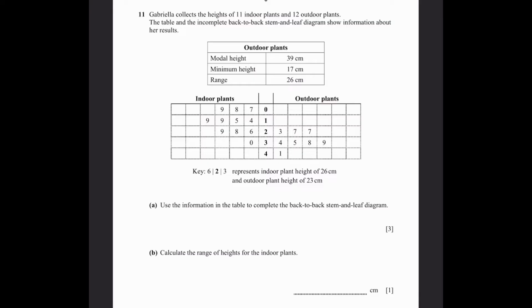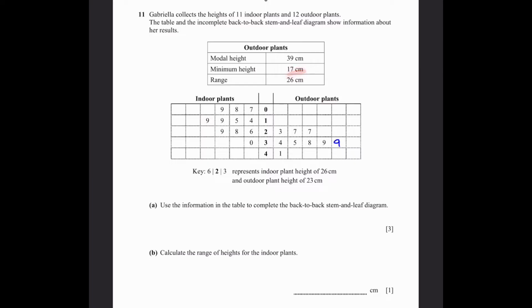Gabriella collects the heights of 11 indoor plants and 12 outdoor plants. The table and incomplete back-to-back stem and leaf diagram show information about her results. A. Use the information in the table to complete the back-to-back stem and leaf diagram. Well, we can see that the modal height is 39 centimeters for the outdoor plants. That's the table which is given. So if the modal height is 39 centimeters, that means the most frequent height is 39 centimeters. At least one more should be at 39, so that'll be one here. Now how many are left? We have 8 already given, 1 we wrote, so there's 3 more left, because total 12 outdoor plants.